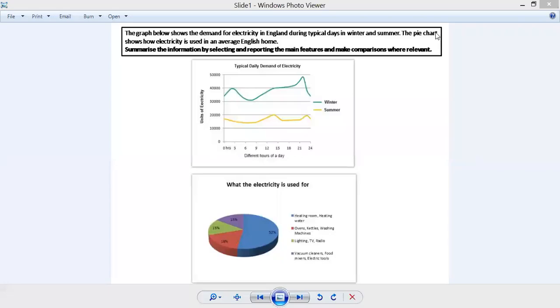Hi there. We're on to IELTS writing part, and we are going to practice today section one of academic writing, that is your report writing. Today's type of question is going to be multiple charts.